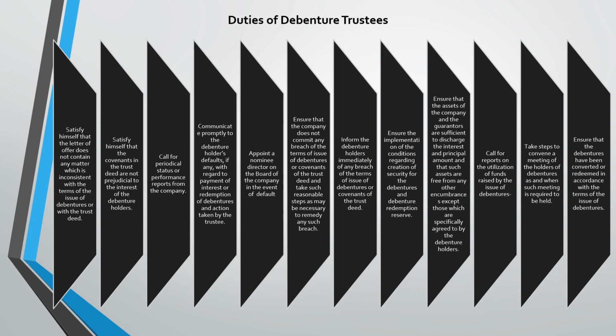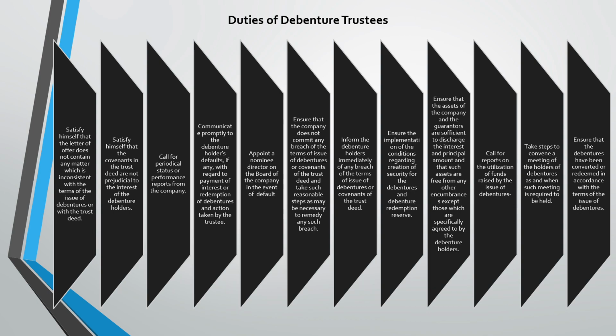The debenture trustees also have a duty to communicate promptly to the debenture holders in case of any defaults. If the company has done any default or has committed any breach of trust, they have to communicate promptly to the debenture holders, and they have to even communicate what action or steps the debenture trustees have taken in regard to such default against the company.